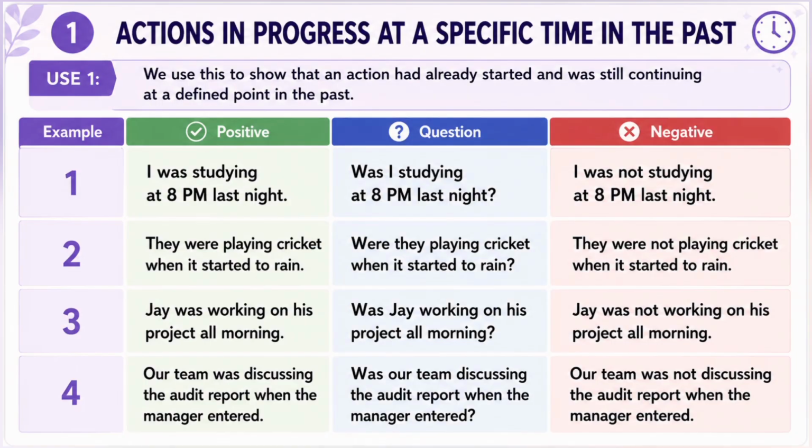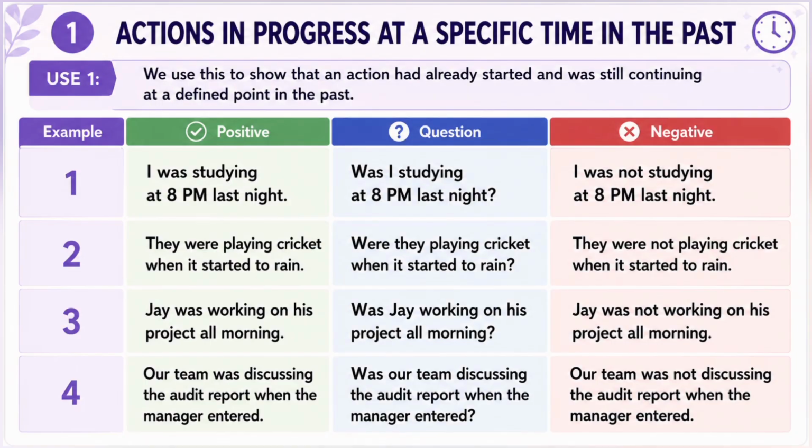Example 1. Positive. I was studying at 8 p.m. last night. Question. Was I studying at 8 p.m. last night? Negative. I was not studying at 8 p.m. last night. Example 2. Positive. They were playing cricket when it started to rain. Question. Were they playing cricket when it started to rain? Negative. They were not playing cricket when it started to rain.